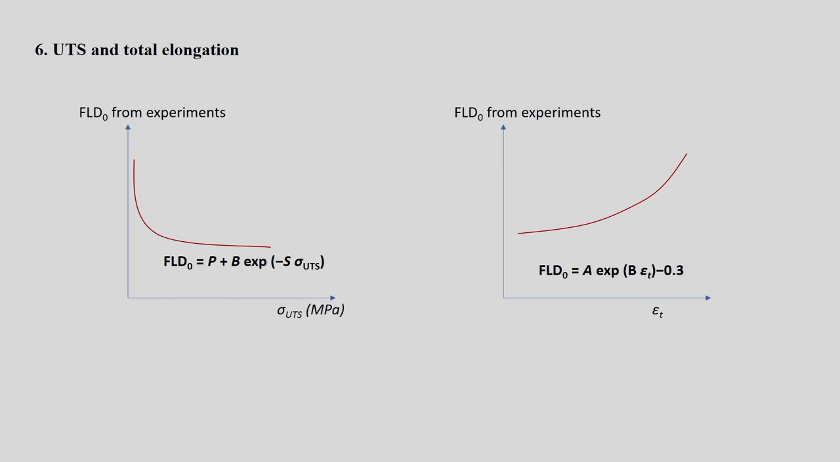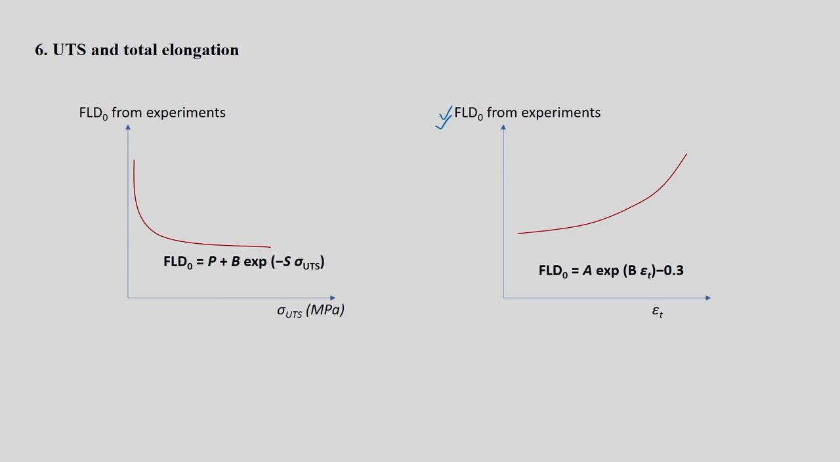So, UTS and total elongation. Total elongation effect is already known. So, quite naturally, larger the total elongation, it is expected that forming limit will also improve. Your FLD 0 again is considered as a reference for us because it is in plane strain. It has got a conservative window.